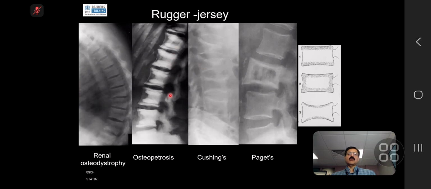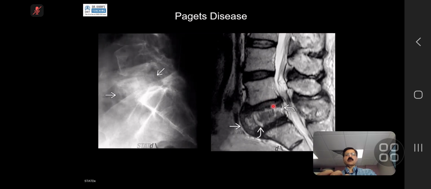There are others, Rugger-Jersey spine. This one is renal osteodystrophy, where you see this, again, Rugger-Jersey spine, etc. This is Cushing syndrome, where you find osteoporosis and sclerosis. In Cushing syndrome, a lot of new bone or exuberant osteoid tissue can be formed. But the main point here is the picture frame vertebra.